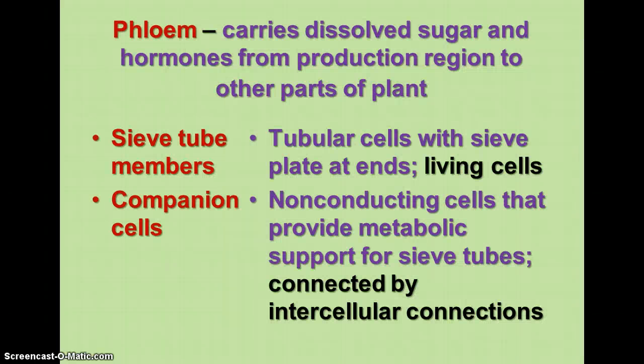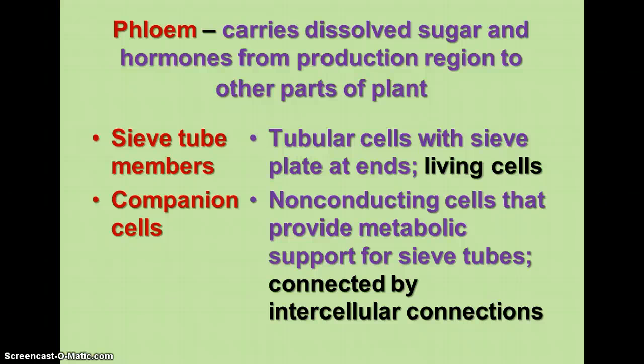The phloem carries dissolved sugars and hormones from the production region, usually in the leaves, to the other parts of the plant. And the main structures that are involved in the phloem are the sieve tube members and companion cells. The sieve tube members are living cells that are tubular cells that have a sieve plate at the end. So sieve is kind of like a sifter or a strainer. And the companion cells are non-conducting cells that help provide metabolic support for the sieve tubes.